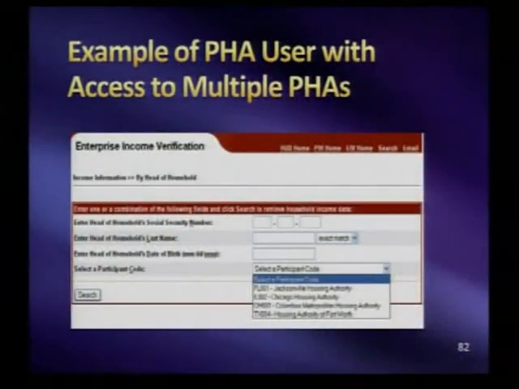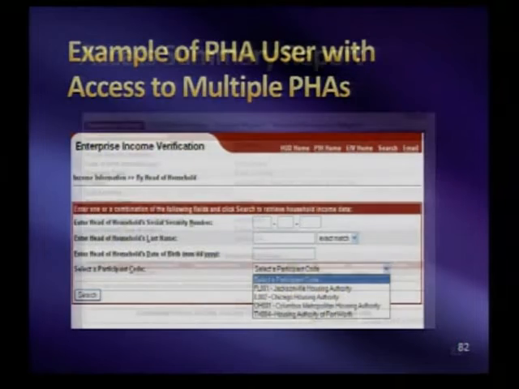Okay? Now, examples of a PHA who have multiple housing authorities. If you're an individual that may work between 3 small agencies, it's not uncommon for you to have multiple PHAs listed in your drop-down menu of participant code. So keep in mind that if you have more than one participant code, if you're searching by last name or date of birth, you have to select which housing authority. The system does not allow for you to go on a fishing expedition, okay?